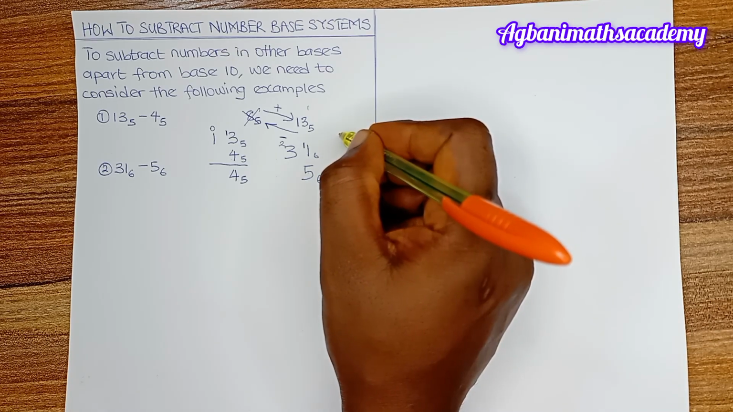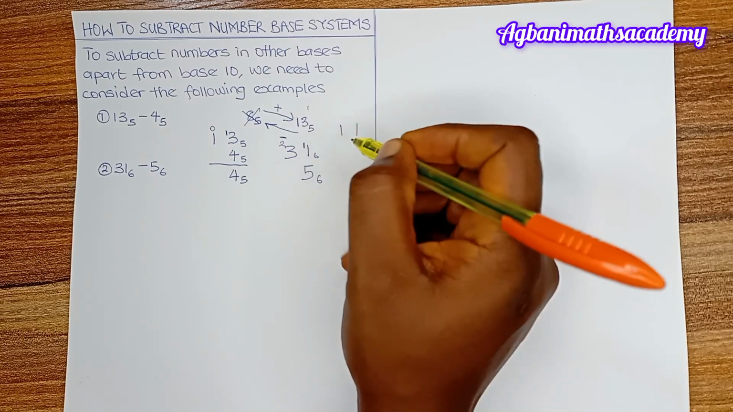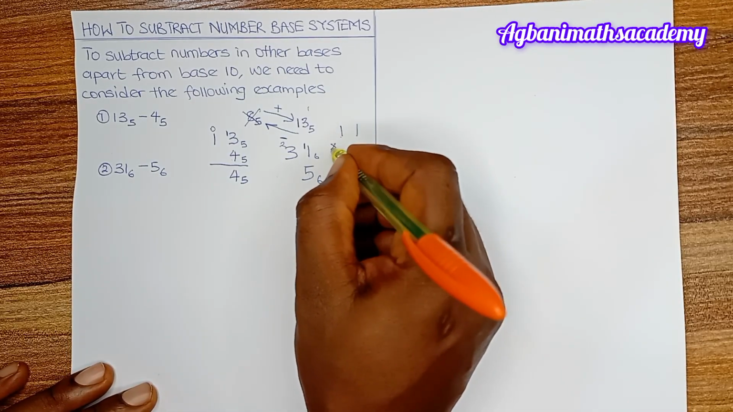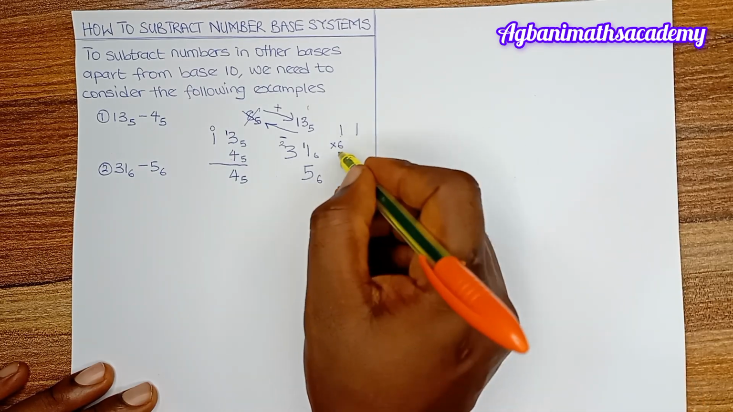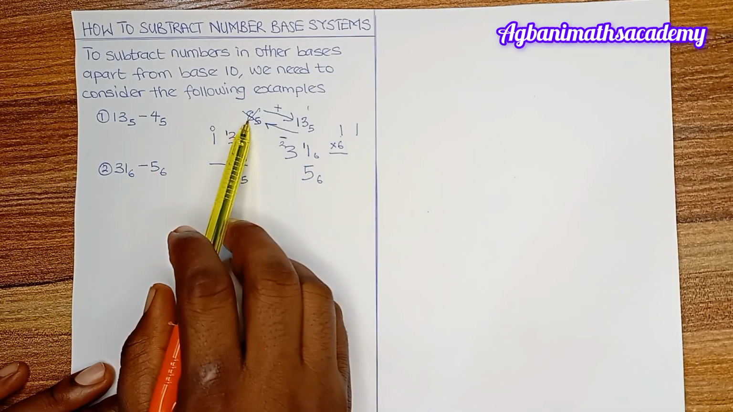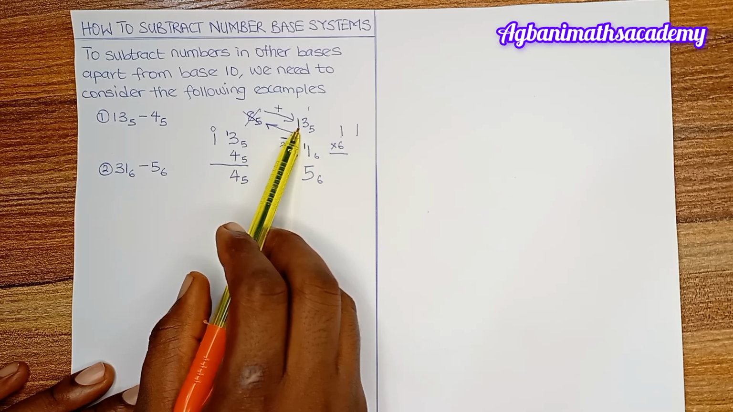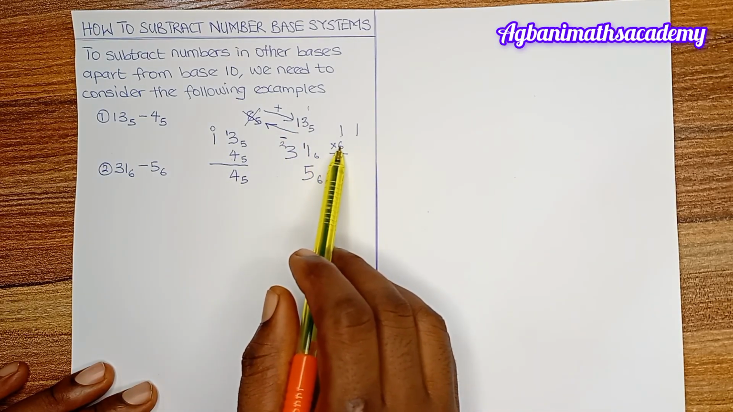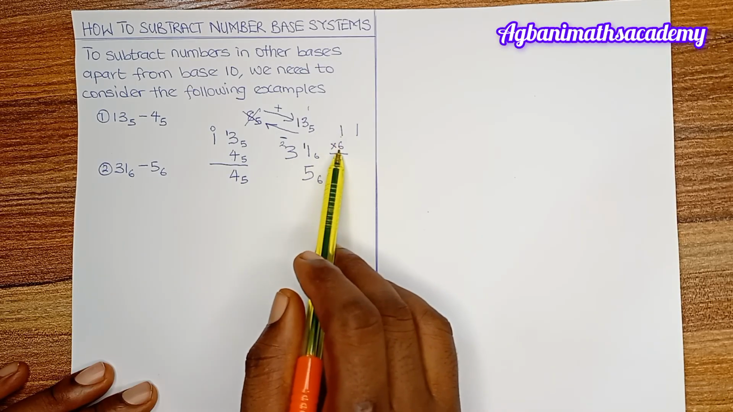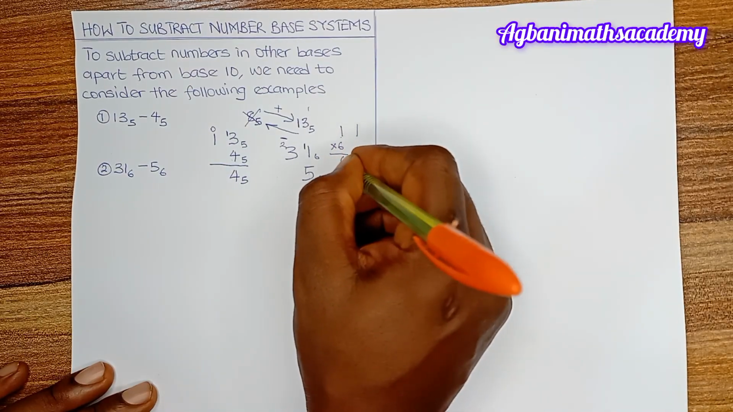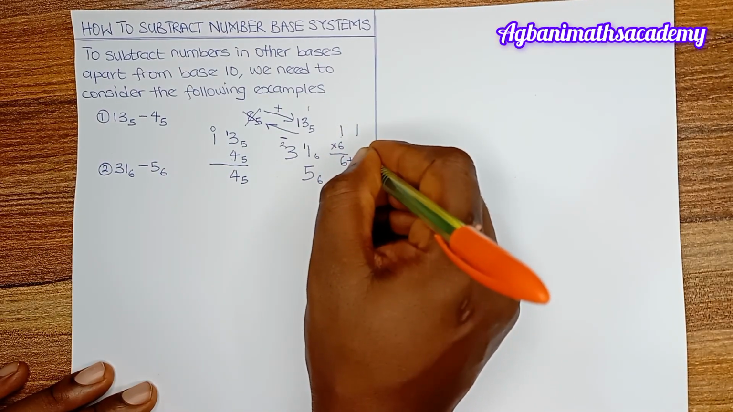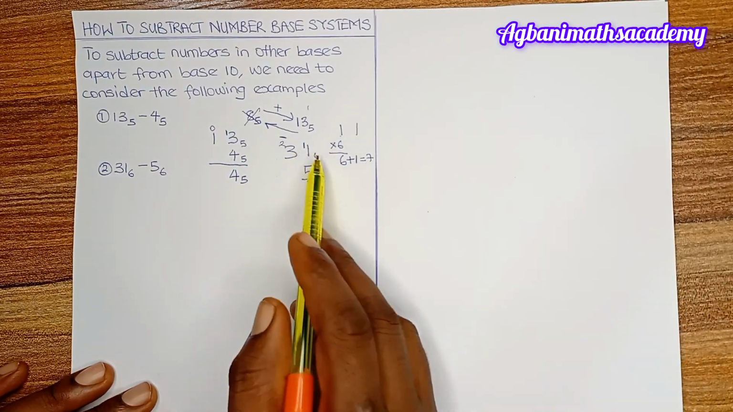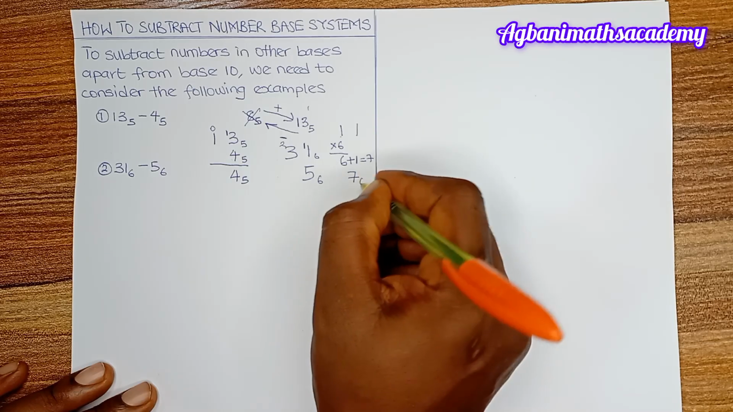How do we get the incorrect form? We're going to write down 11. This number here is going to multiply 6. Remember, when we were converting before, we divided by 5 to get 1. But now we are doing the opposite, so we are multiplying by 6 because we are working with base 6. So 1 multiplied by 6 is going to give us 6, plus 1, and that will give us 7. So the incorrect form of 11 base 6 is 7 base 6.